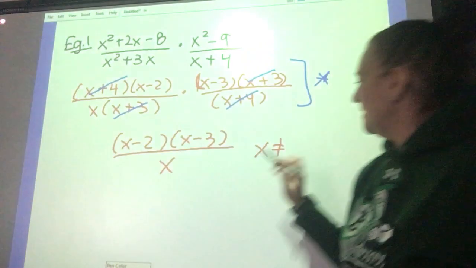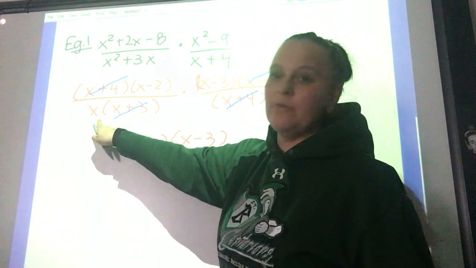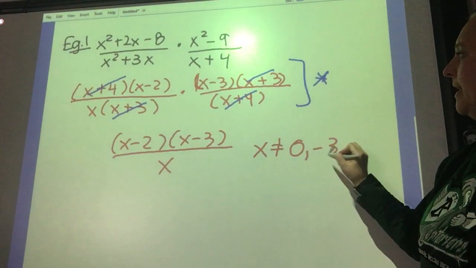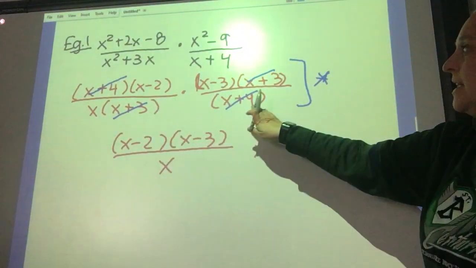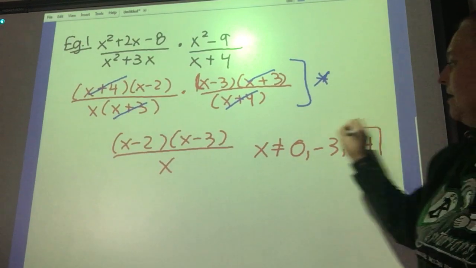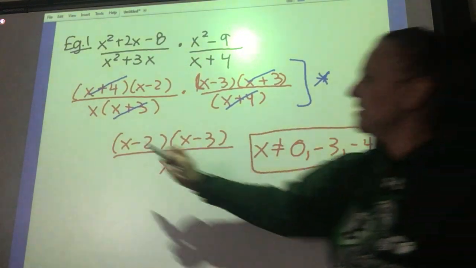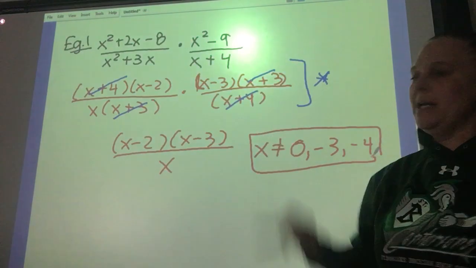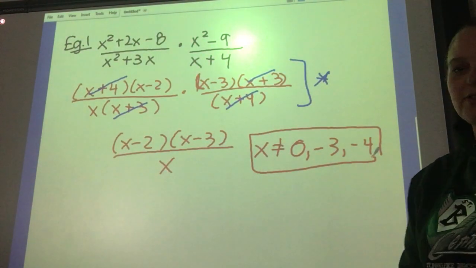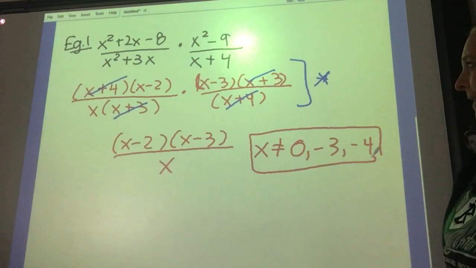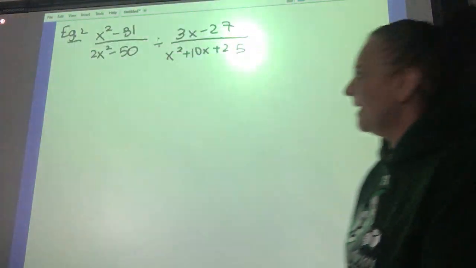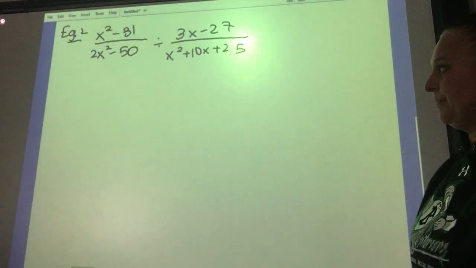When an x is by itself, here x cannot equal 0. From this term here, x cannot equal negative 3. Then we have to look at this part as well. From this denominator, x cannot equal negative 4. So you have three non-permissibles. You have to look at all the spots where you have a denominator and take it. We don't use a numerator. The numerator can be 0, just not the denominator. Okay, so that's the basic idea. Let's try one more. Let's try a division question.